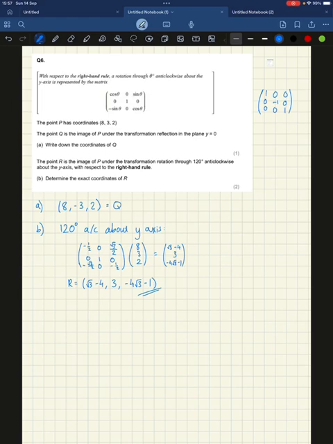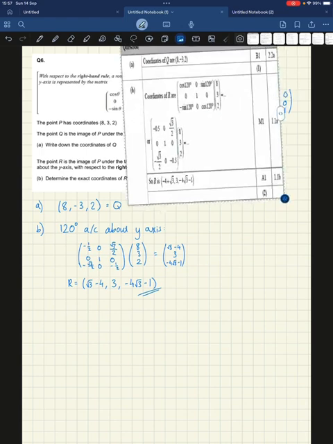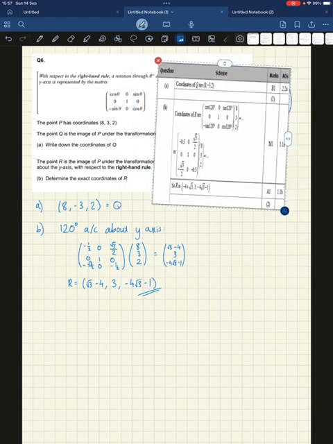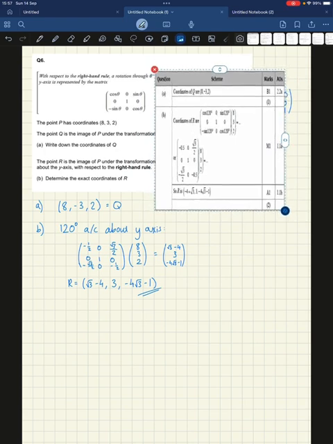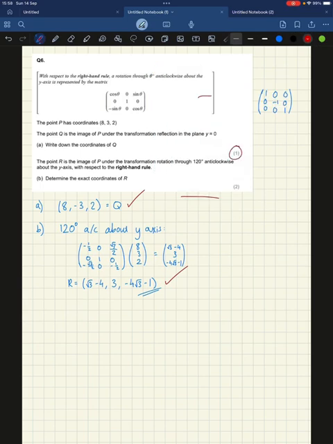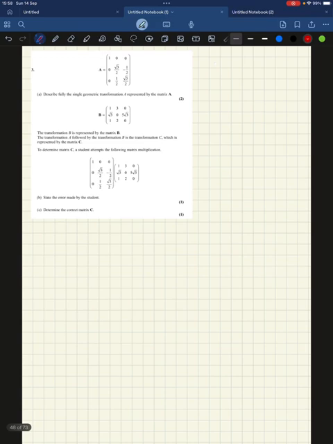And we have got the mark scheme over here. So the coordinates of Q are 8, minus 3 and 2, which we've got here. And R is minus 4 plus root 3, which is root 3 minus 4, 3, and minus 4 root 3 minus 1, so we've got that. So that is 3 marks over there.